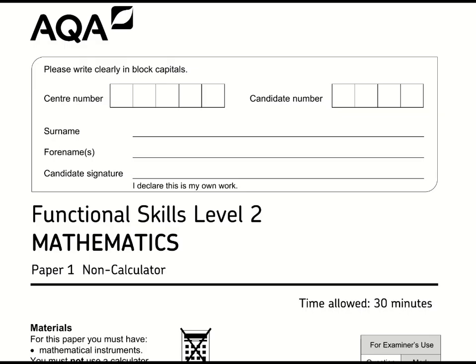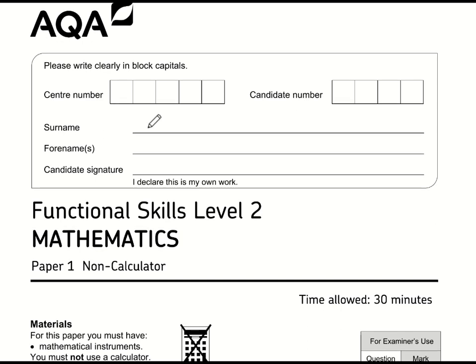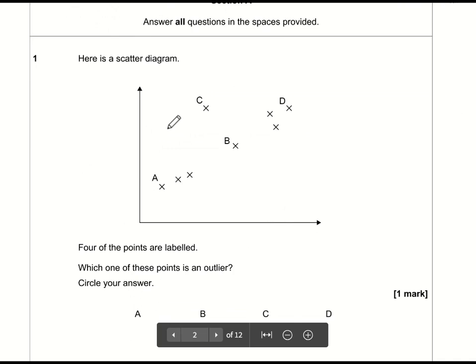Here are the video solutions for AQA Functional Skills Level 2 Maths, and this is paper 1, which is the non-calculator paper, and this is November 2021. So let's go to question number 1 first.